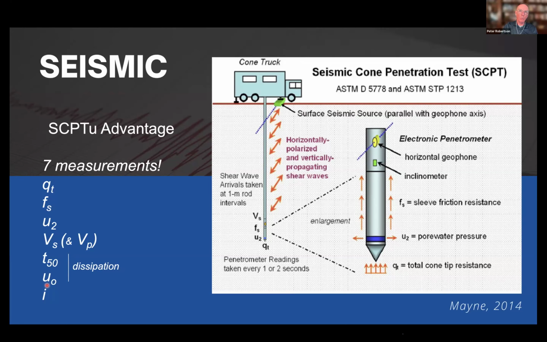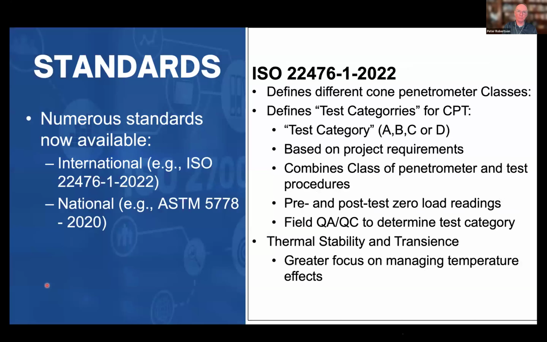And if you're worried about rate of consolidation of clay layers, then you can stop and do a dissipation in the clay layers, and that will give you T50, which you can then use to determine coefficient of consolidation and permeability to determine the rate of consolidation.